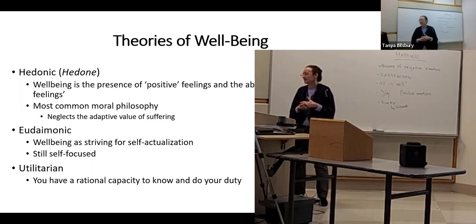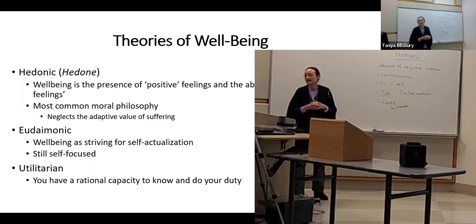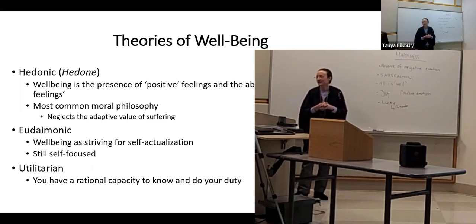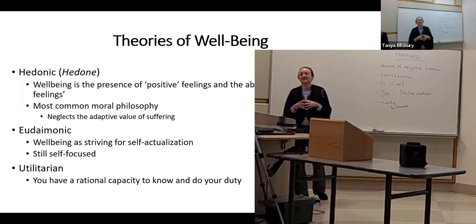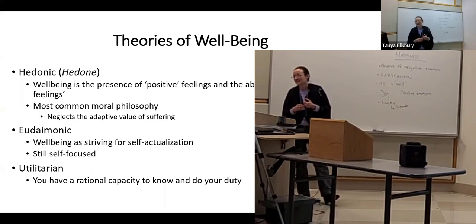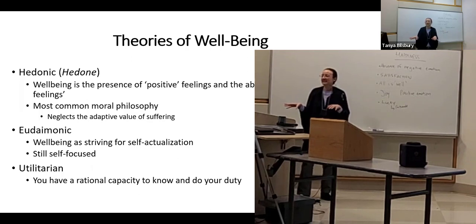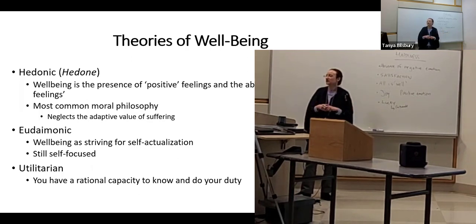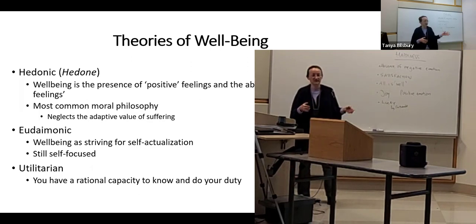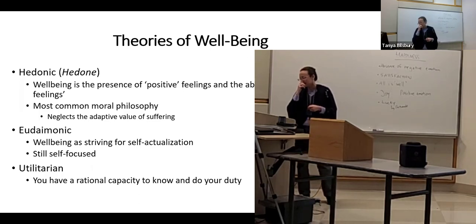But well means good. So there are different theories of well-being, and the most common are hedonic, eudaimonic, and utilitarian. You'll remember Hedone, the daughter of Psyche and Eros, the goddess of pleasure and delight. And a hedonic moral philosophy is the idea that well-being is having positive feelings and not having negative feelings. And that's kind of the most common lay moral philosophy. And I encounter it in a lot of psychological research. Okay? The presence of positive emotions and the absence of negative emotions.